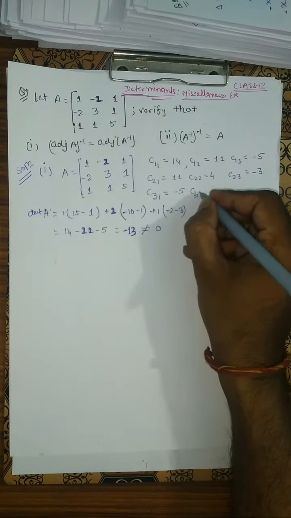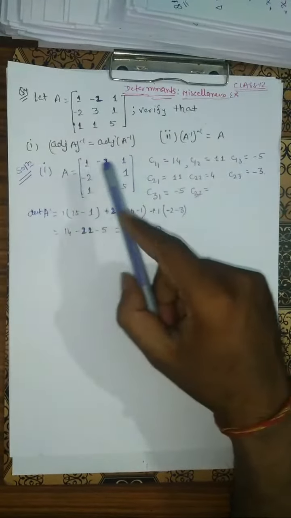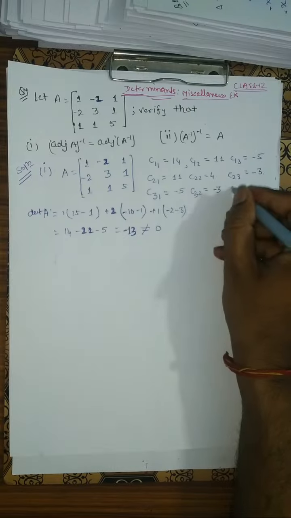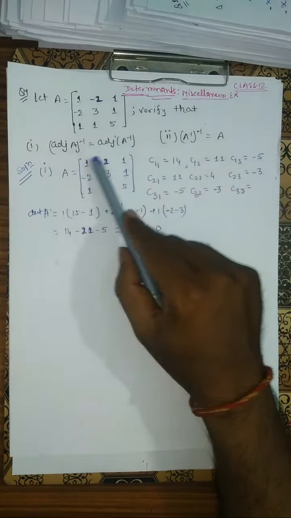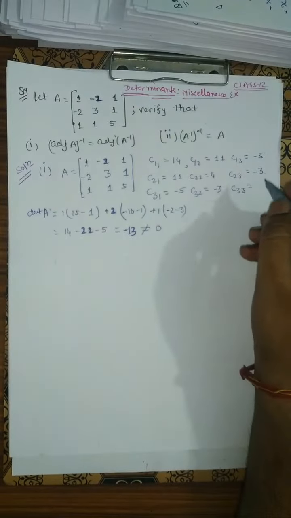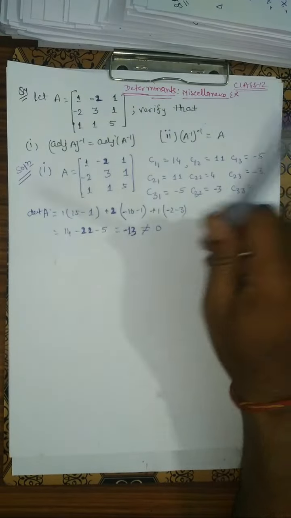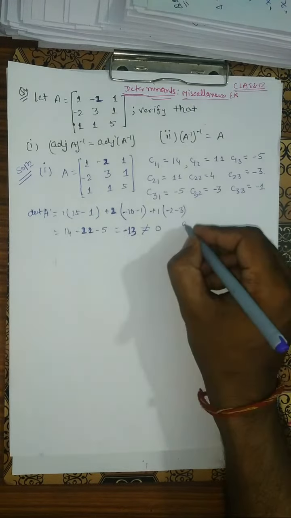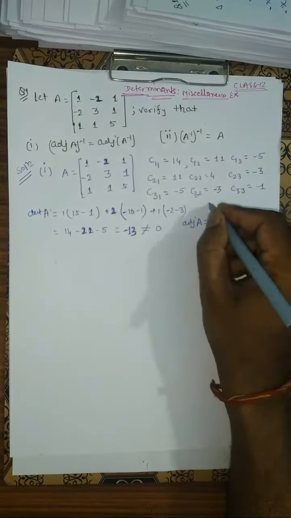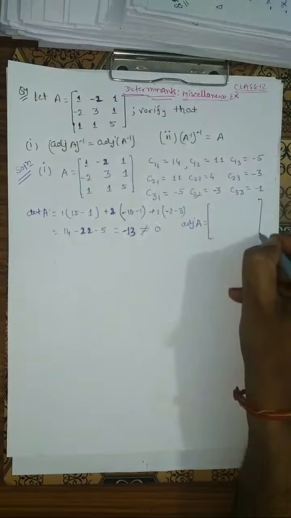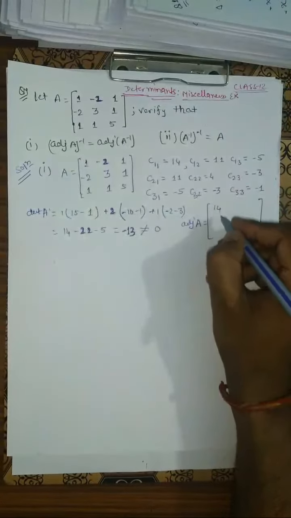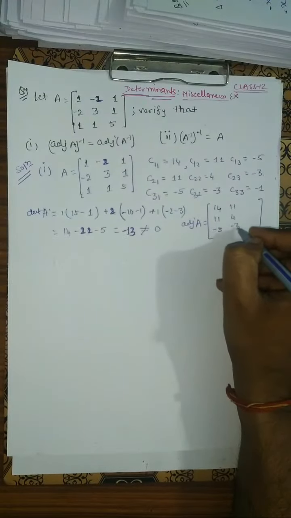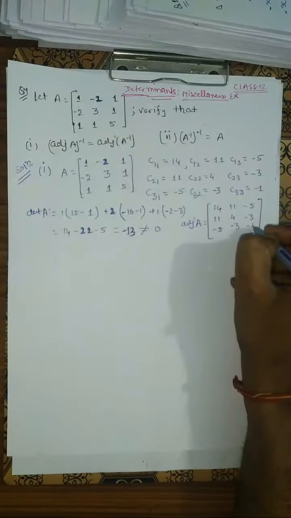Now बच्चों C32 equal to 1 into 1 minus minus plus 2 is 3. Or then sign will be changed. Now C33 equal to 3 minus minus plus 4, so 3 minus 4 is minus 1. So now बच्चों adjoint A equal to, आप फर्स्ट रो को फर्स्ट कॉलम में लिखेंगे: 14 11 -5, 11 4 -3, -5 -3 and -1.